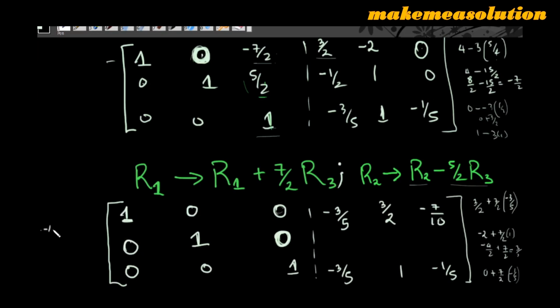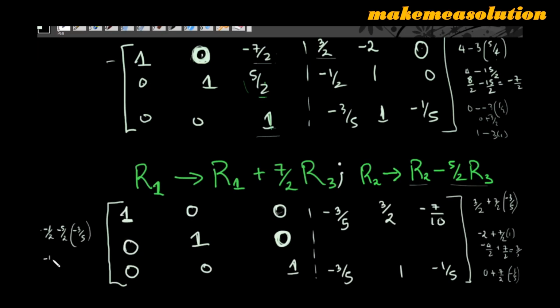So we now have minus 1 over 2 minus what? Minus 1 over 2 minus 5 over 2 multiplied by what? Minus 3 over 5. So you can see the mathematics here.